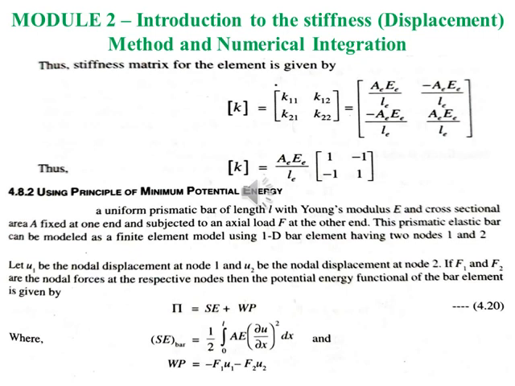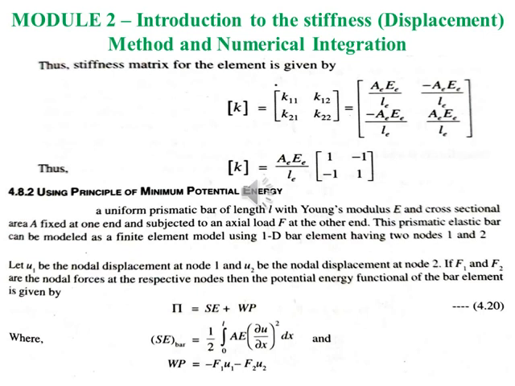Next, we shall see the principle of minimum potential energy method to derive the stiffness matrix. So let me once again tell you, the stiffness matrix remains the same. K is equal to AE divided by L into 1 minus 1, minus 1 1. We will try a different method to derive this stiffness matrix, using the principle of minimum potential energy.